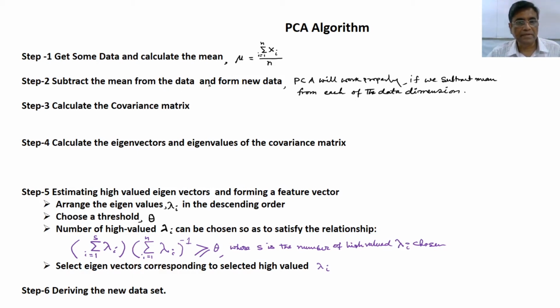Then subtract the mean from the data. As you know from your machine learning knowledge so far, this is pre-processing of the data, because it makes the data zero mean. PCA will work properly if you subtract the mean from each of the data dimensions. So this is pre-processing of data, nothing to do with the PCA algorithm as such.